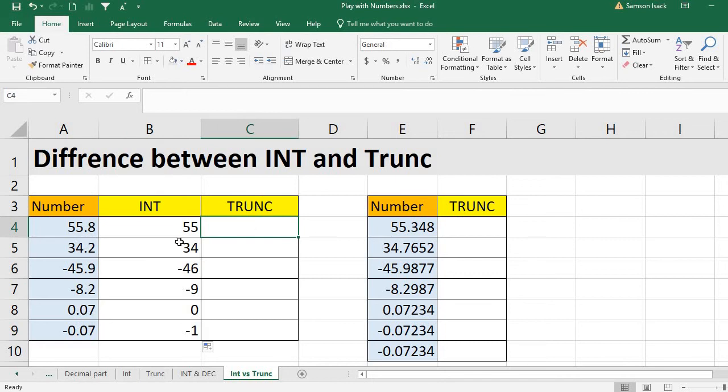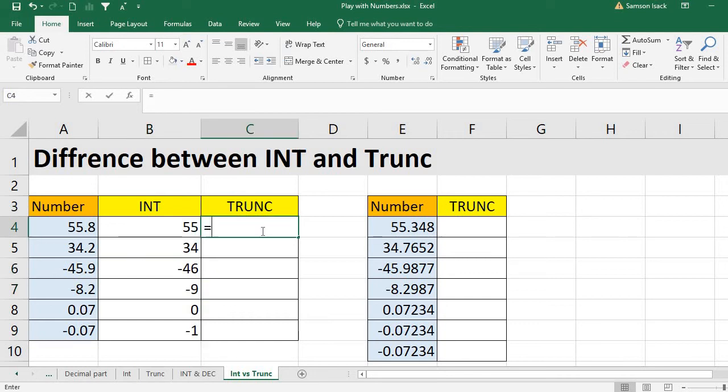So you must be very careful. If you think the INT function gives you the integer part of the number, it is wrong. For positives it's true, because the nearest integer down is nothing but the integer part of the number. But for negative numbers, it is not true.